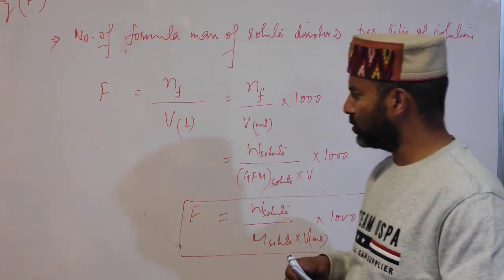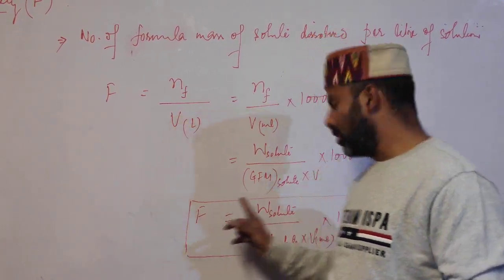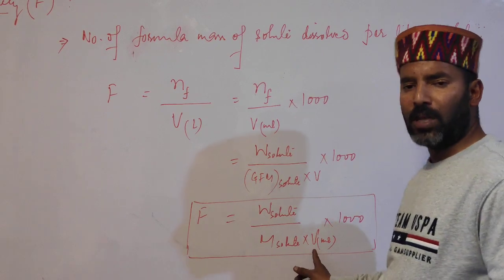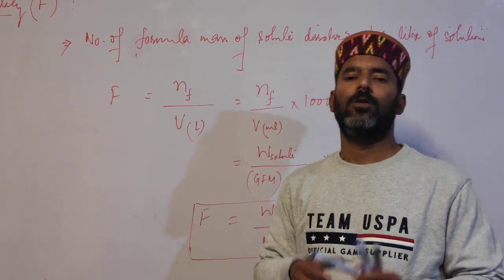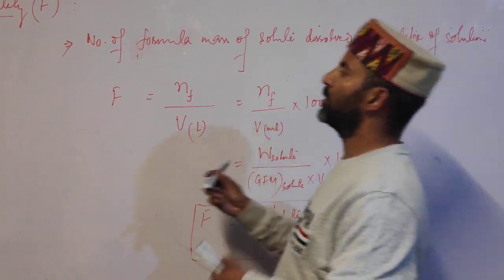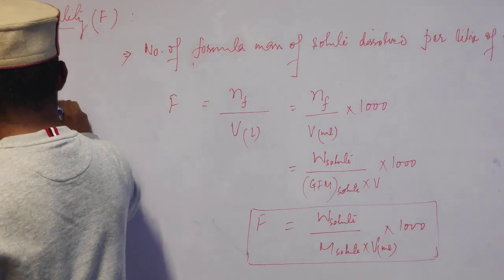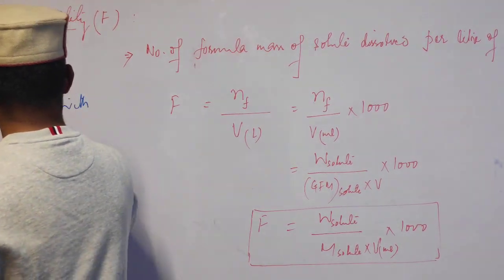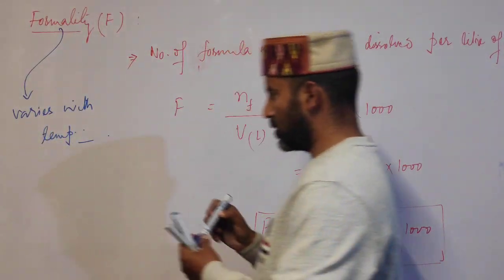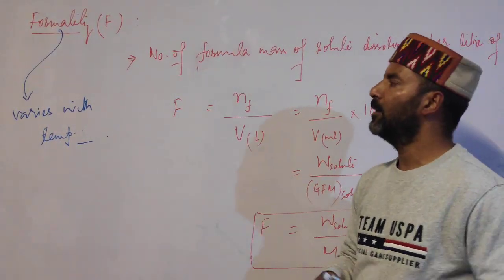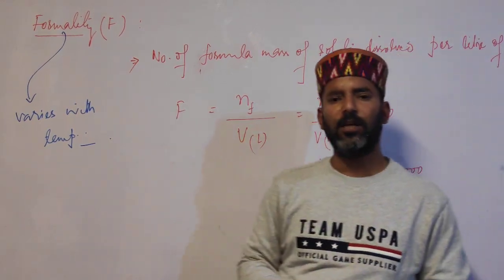Now one more thing students, like molarity and normality, formality also depends on what? Volume, and volume changes with temperature. So we say formality of a solution also varies with temperature. So formality varies with temperature. So this was our last method of expressing concentration. Now students, we will move on to the next topic, which is very very important.